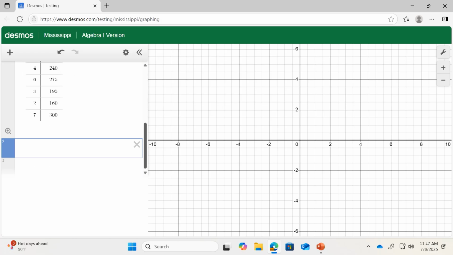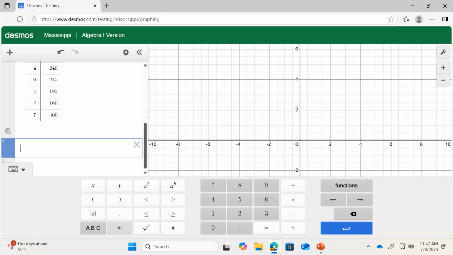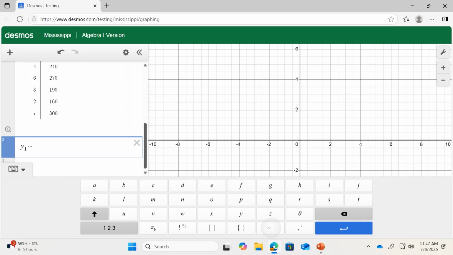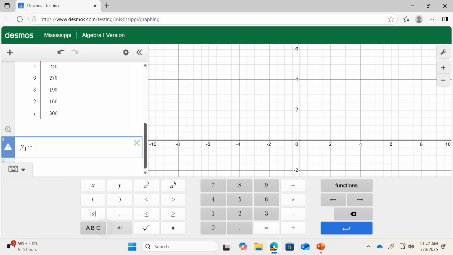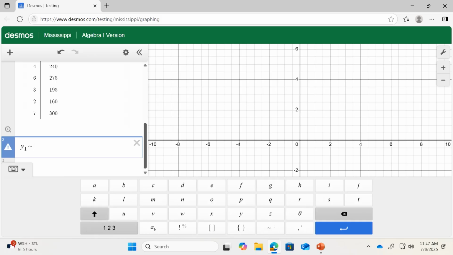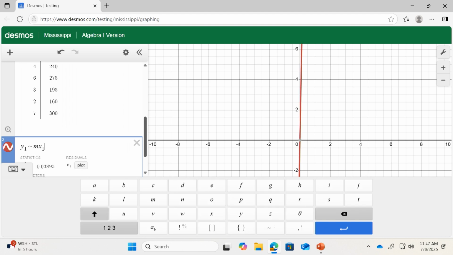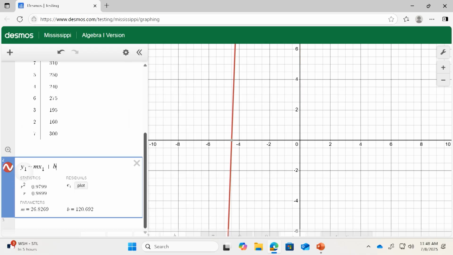I'm going to go down here and plug in my information. So y sub 1, I have to go and grab my squiggle line, the tilde. Then I'm going to put m times x sub 1, and then I'm going to add my b. And it gives me all the information that I'm going to need.